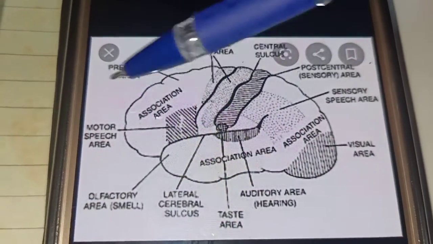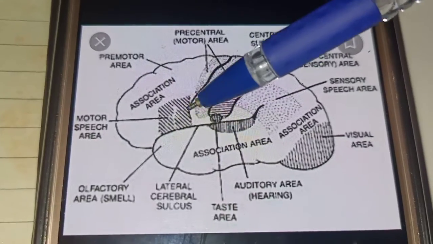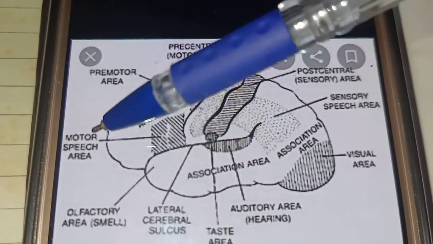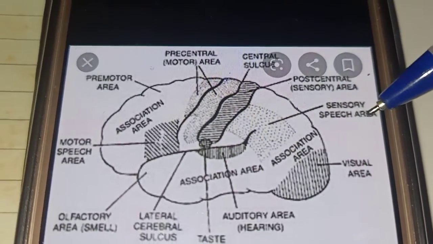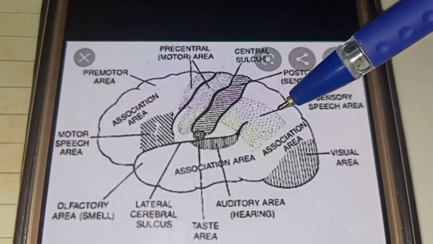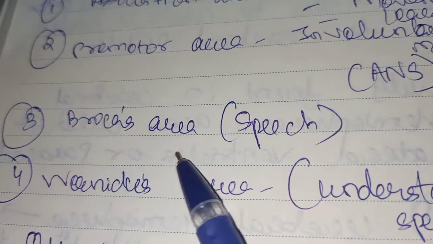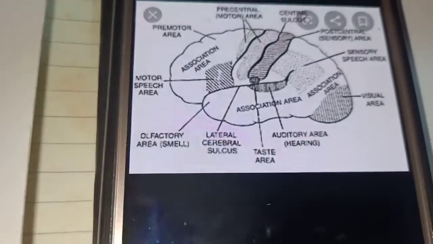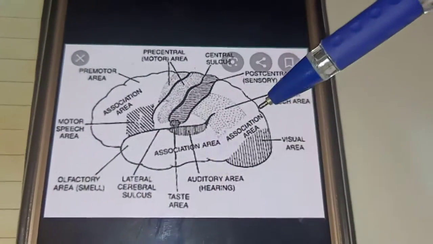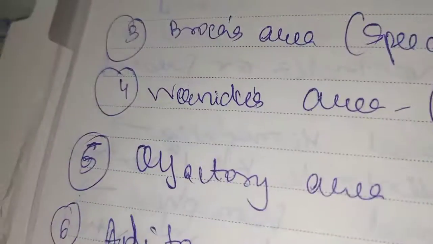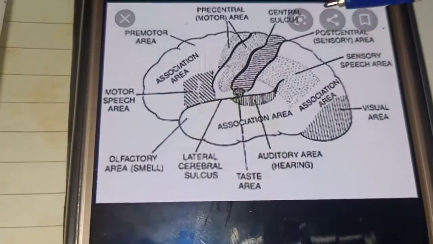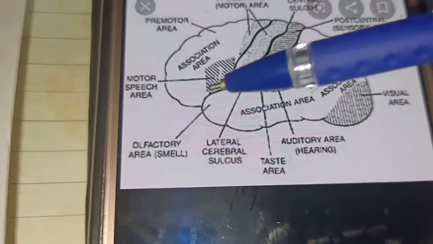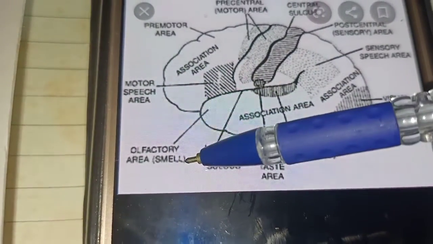You can see the association area. Motor speech area is the Broca's area. Okay, so this is the motor speech area for speaking, and the sensory speech area, this is the Wernicke's area, for understanding. This is the Wernicke's area, which is for understanding speech. Then there is the olfactory area for smell.